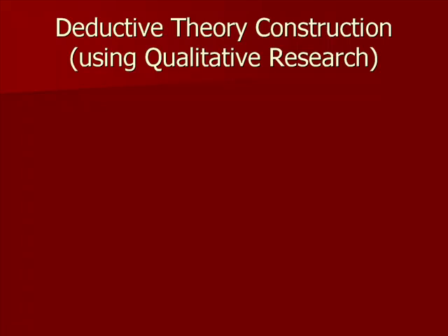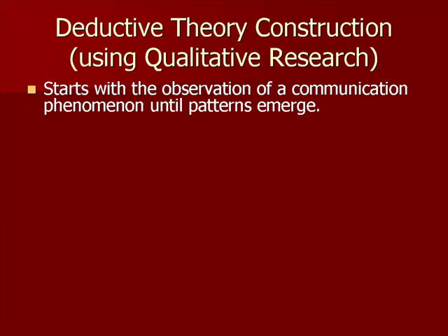Deductive theory construction using qualitative research starts with the observation of a communication phenomenon until patterns emerge. So you might just go right to the bar to study flirting and sit down and just study people, strangers, relating to each other as they meet on the dance floor or at the bar or in groups of people. And just study the way they stand, the way they talk, the way they touch, the way they use their cell phone or smile.